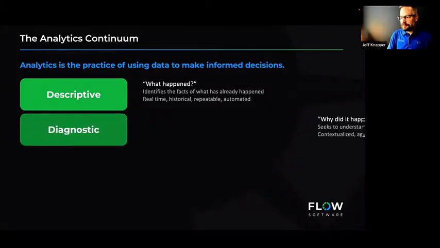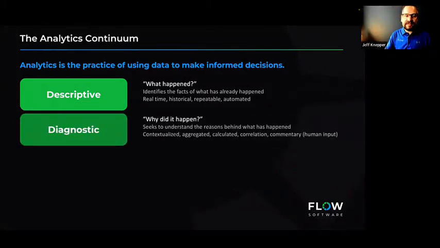The next piece of the analytics continuum is the conversation around why did that happen? That's our diagnostic analytics. We build on top of what happened, and then we look for causation or perhaps correlation. We do this by often adding a second data source. I've got my historic records, but now I want to overlay something else on top of that for contextualization.